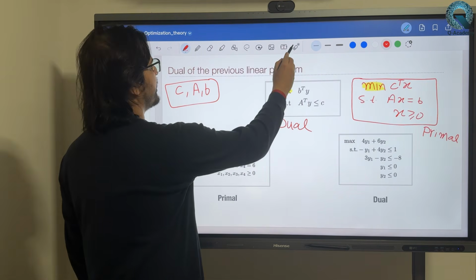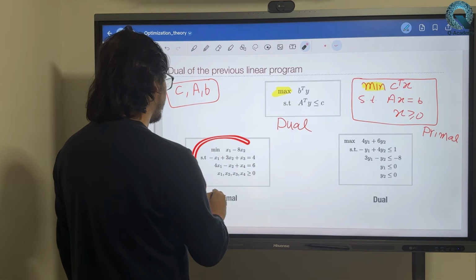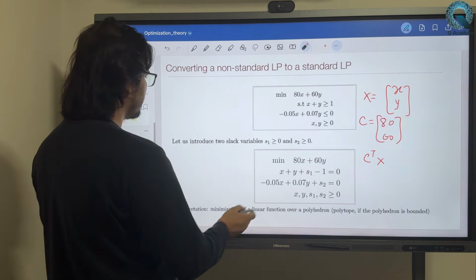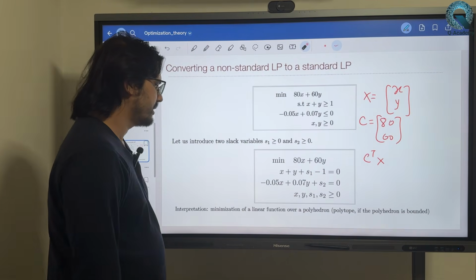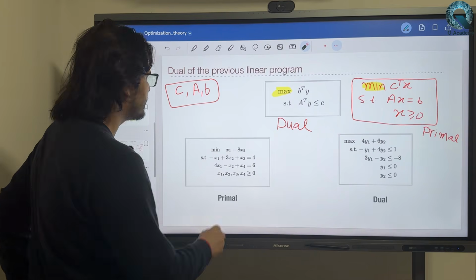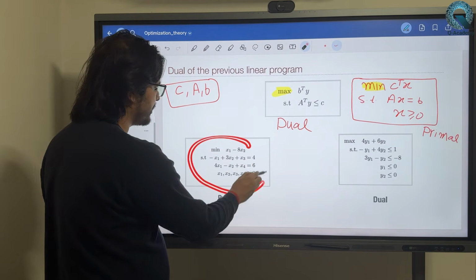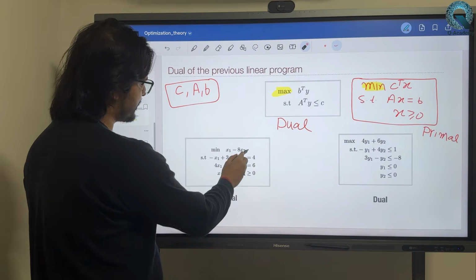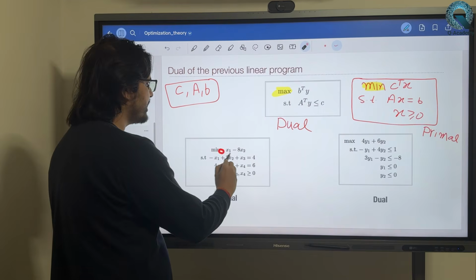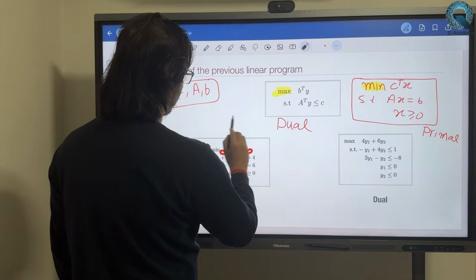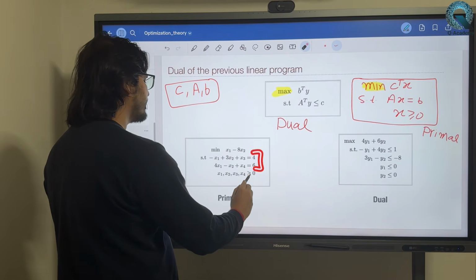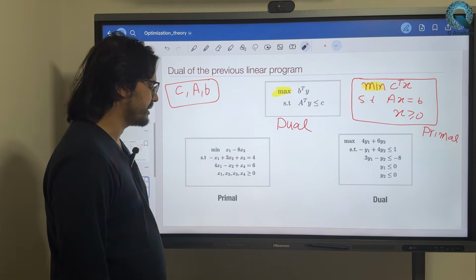Okay, so let's look at one example. This is an example of what we just looked at. Here we had this particular linear program in the standard form. Here you have another example in standard form. So this is a pure primal formulation. You are trying to minimize a linear function subject to certain equality constraints and non-negativity constraints.